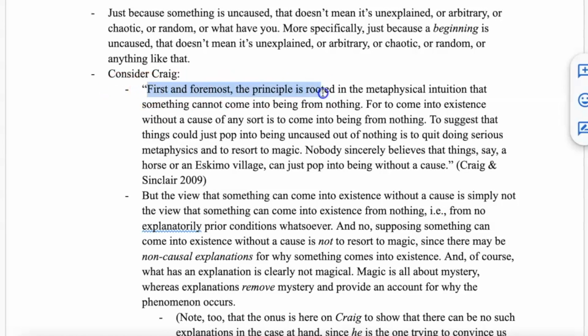Craig says, first and foremost, the principle, that is the Kalam's causal principle, is rooted in the metaphysical intuition that something cannot come into being from nothing. For to come into existence without a cause of any sort is to come into being from nothing. To suggest that things could just pop into being uncaused out of nothing is to quit doing serious metaphysics and resort to magic. Nobody sincerely believes that things can just pop into being without a cause, etc.